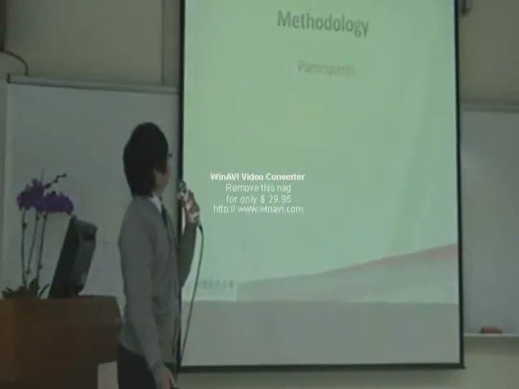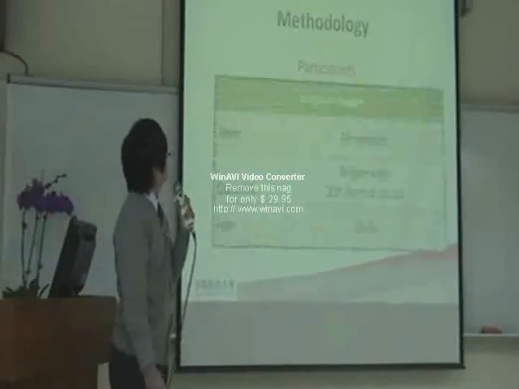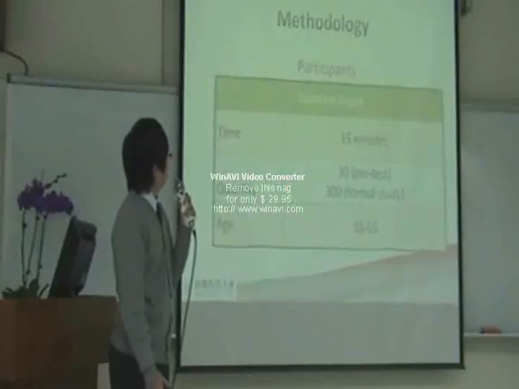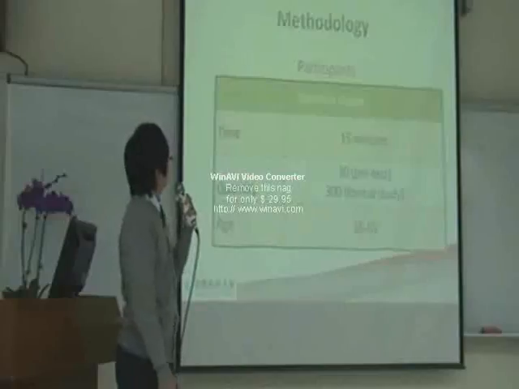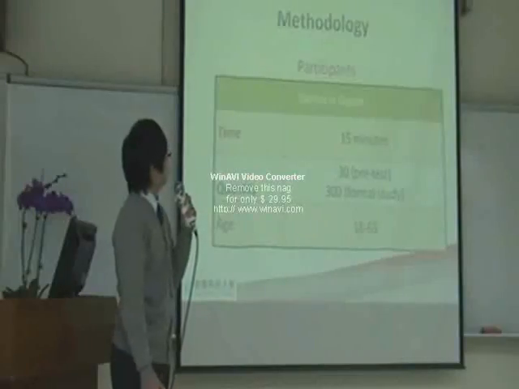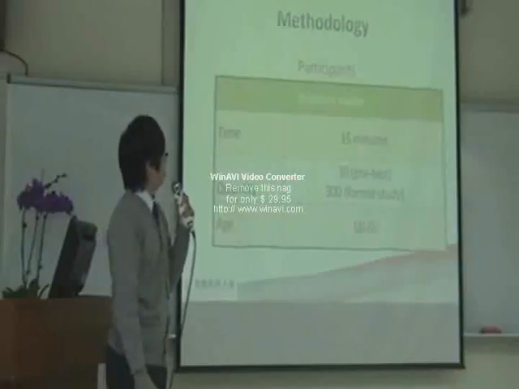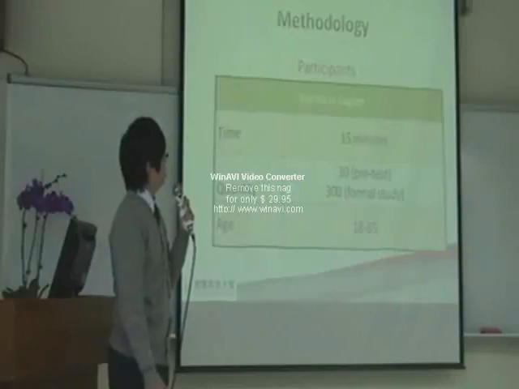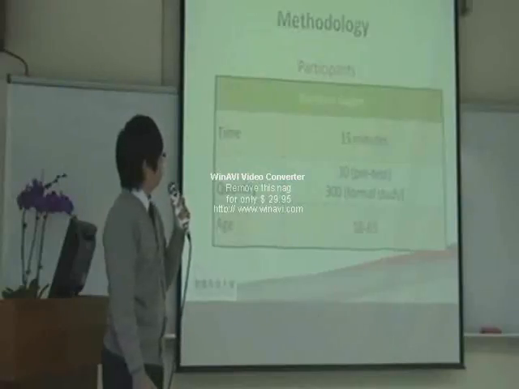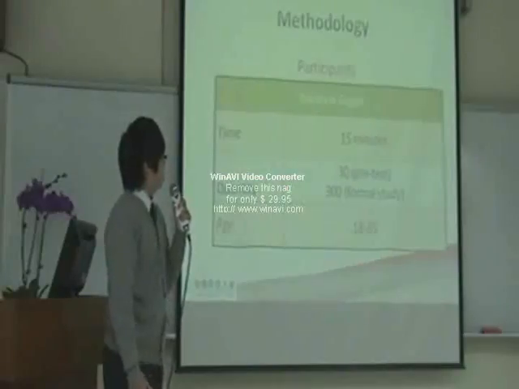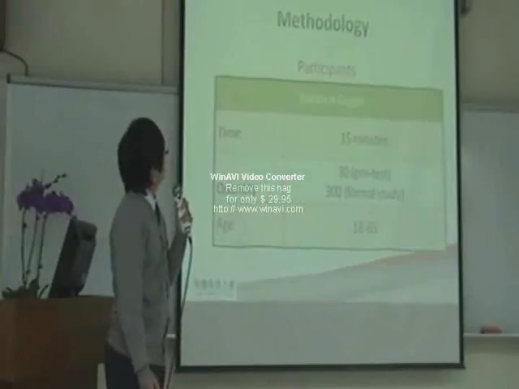And this is about the participants of my research. The participants will be the tourists in Wuguan, and the time of filling out the questionnaire will be about 50 minutes, and the quantity will be 30 participants in the pre-test and 300 in the formal study. And their age will be around 18 to 65.